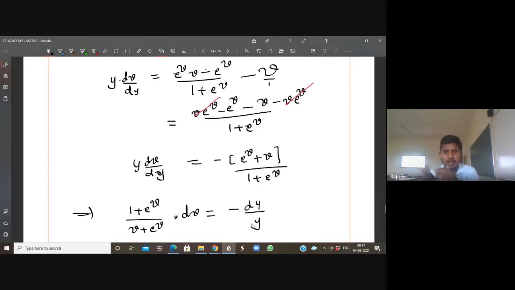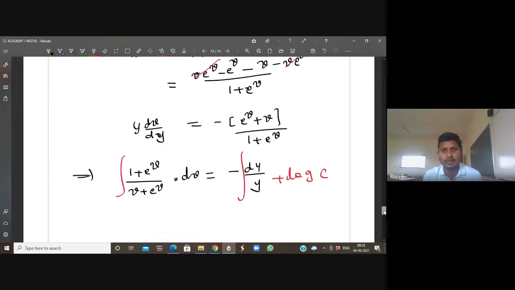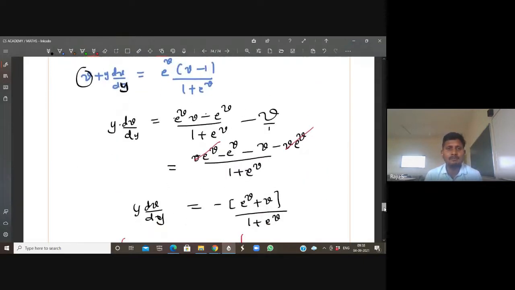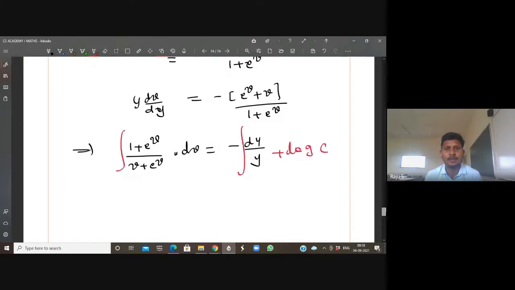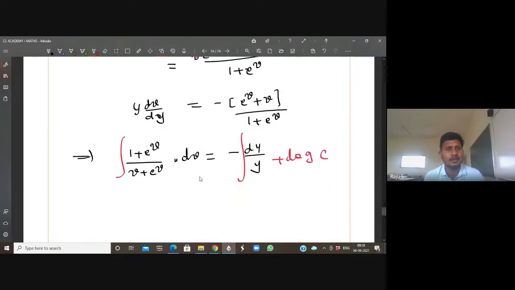Once again, you can observe I separated the v variable and the y variable. Now, after separating, integrate by adding a constant. I told you it's better to take log c. Any doubts here? Now, what about this? What is the integral value here? Derivative of v is 1. Derivative of e power v is e power v.